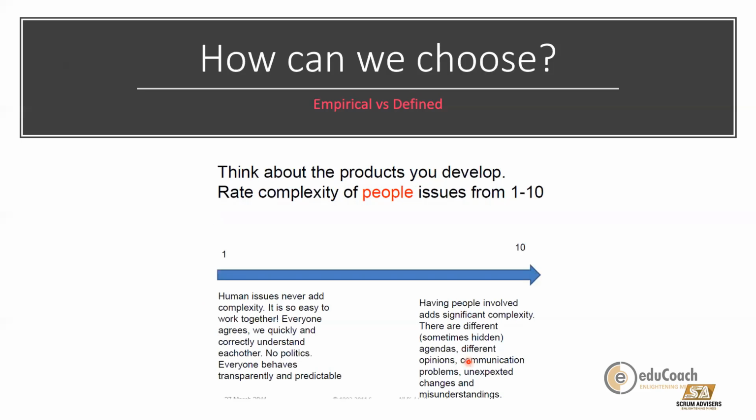Other thing that could be the issue is people. Human issues never add complexity if we are at one end of the scale. So it is so easy to work together. Everyone agrees, we quickly understand each other, no politics, everything behaves. And everyone behaves transparently and predictably. And on the other end of the scale, we have when people add complexity.